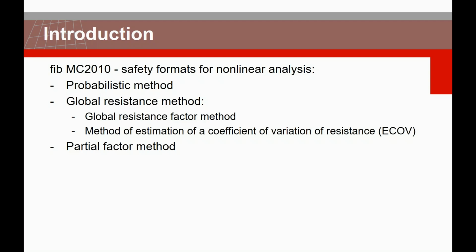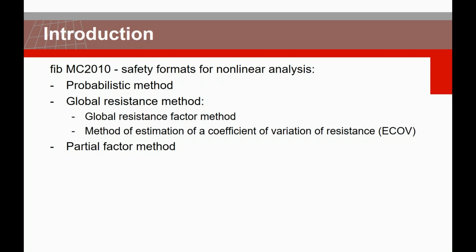In terms of the ECOV method, that's the second one. That's also probably the one which is used most. Then you're going to do 2 analyses. One is with the mean values, and one is with the characteristic values. Based on the difference in your resistance, so the resistance with the mean parameters and the resistance of your structure with the characteristic parameters, you are able to determine a material factor, or a factor which will be applied on your resistance. That will then be compared with the applied loading.